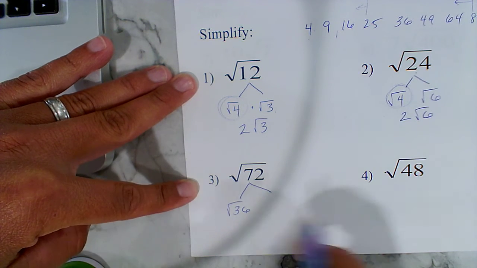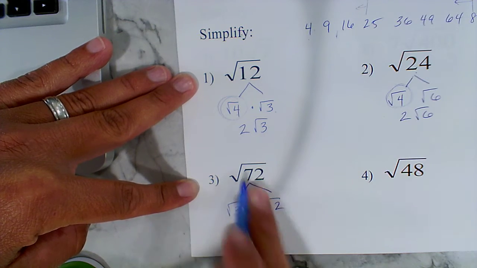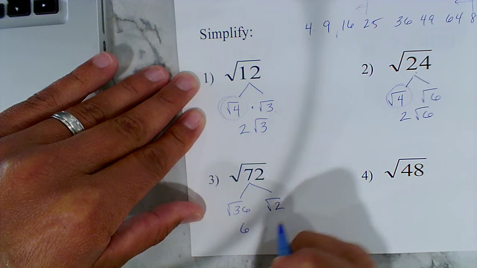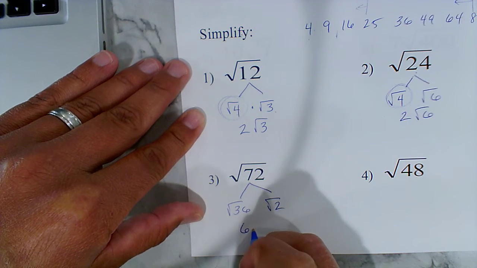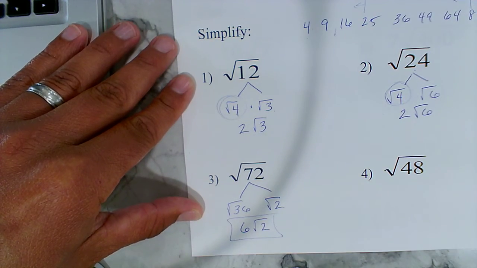36 times what is 72? 2. So radical 36 times radical 2 is radical 72. What's the square root of 36? 6. Again, no radical on that 6, just 6. So 6 radical 2 is your simplified form of radical 72.